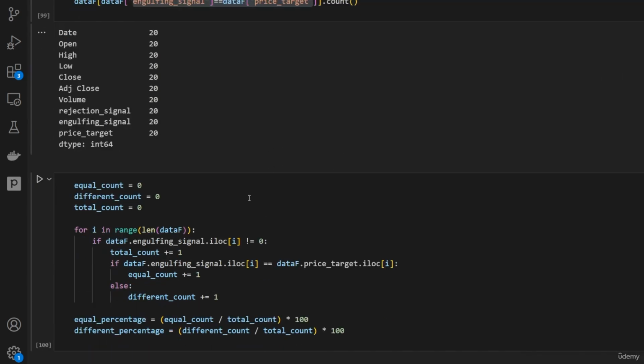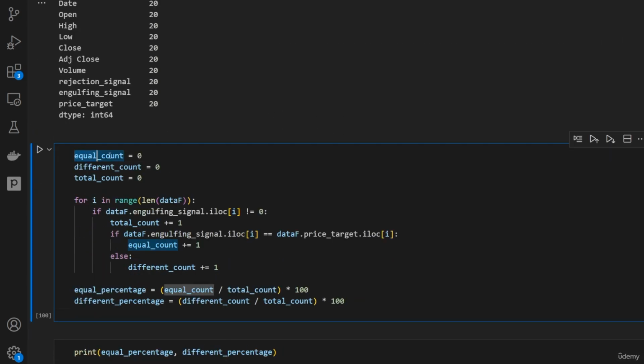We can also count this as a percentage. So we're defining here 3 different variables. We have the equal count, so this is the true positives. We have a different count, this is the false positives, so the false signals, and a total count to compute the percentages.